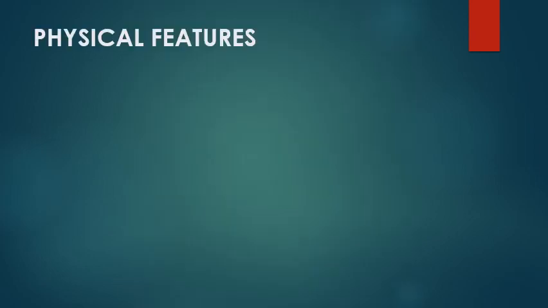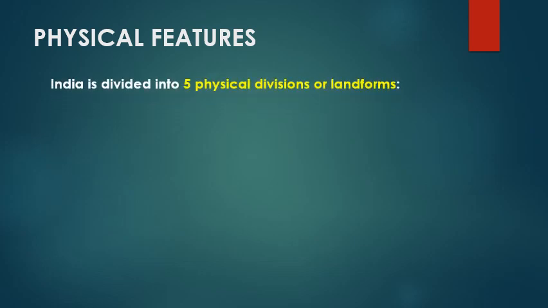Now we'll study the physical features. Physical features means how our country India looks. What are the landforms? Landforms means what kind of land is there in our entire country. So India is divided into 5 physical divisions or landforms. Let's see what they are.